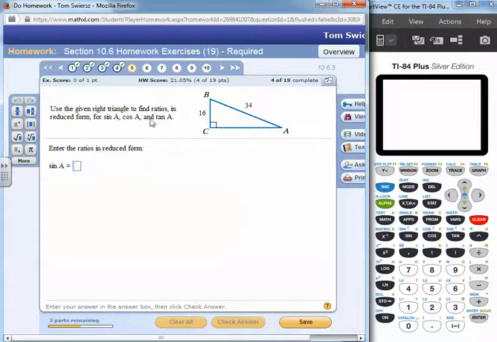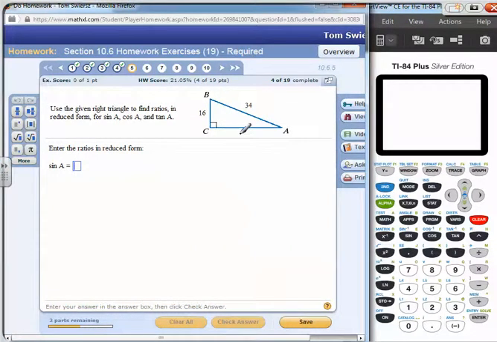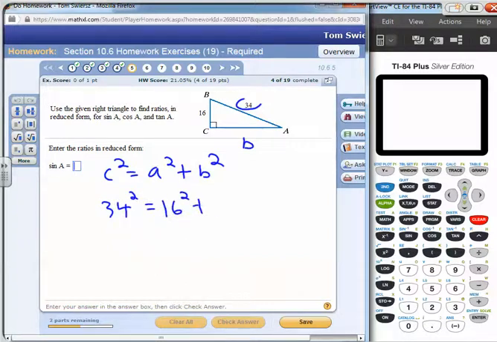All right, use the given right triangle to find the ratios in reduced form for sine A, cosine A, tangent A. Again, we're missing one of the sides, right? So in this one, we have to use the Pythagorean theorem to get the side, call it side B. Pythagorean theorem, remember, is hypotenuse squared is equal to the sum of the squares of the legs. So C squared, the hypotenuse opposite the right angle, is 34. 34 squared equals 16 squared plus B squared.